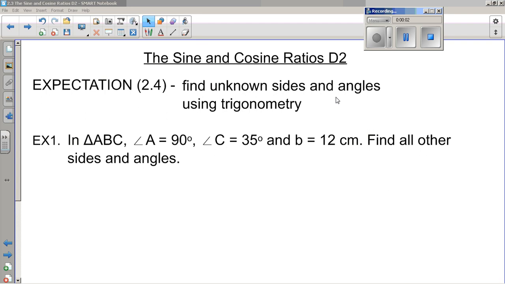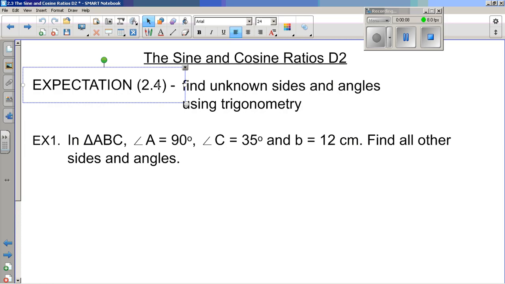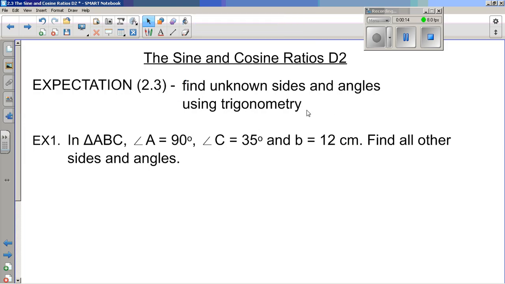All right, two Peters, here we go. Day 2 of the sine and cosine ratios. Expectation 2, actually that's 2.3, it should be. I don't know what it says on yours, but it should be 2.3. Find unknown sides and angles using trigonometry. That's what we've been doing, and that's what we're doing today.